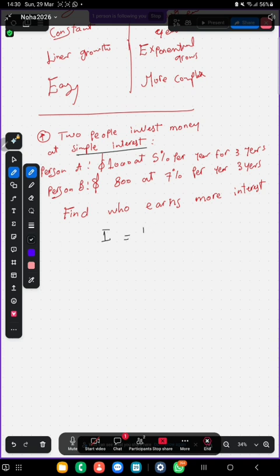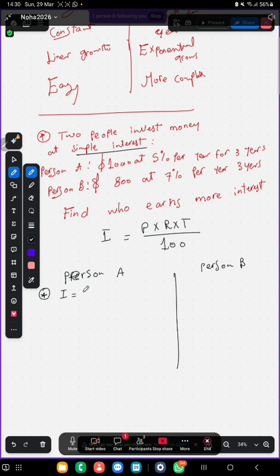Here I have to use my formula, which is I equals P times R times T. I'm just putting it for you to give you time to revise it. Here I will make person A and here person B. Let's compare. Person A, let's select its data. Don't forget to select the data. What's my P? My principal is 1,000.